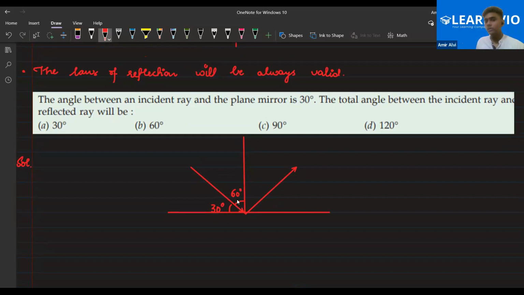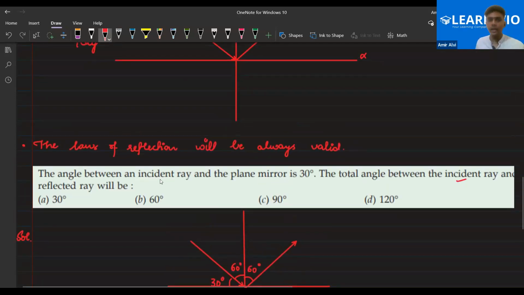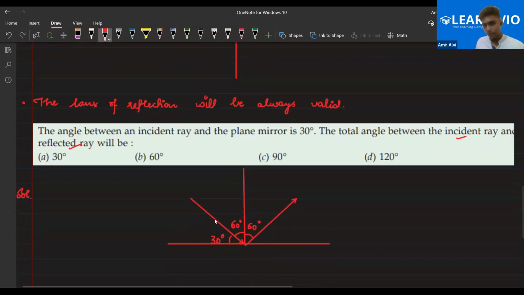So this is 30, so this is going to be 60 because these are a pair of complementary angles. Clear? If this is 60, then the angle of reflection is also going to be 60. Now the question is asking for the total angle between the incident ray and the reflected ray. It's making a kind of V. So 60 plus 60 is going to be 120 degrees. Clear, everyone? Yes.